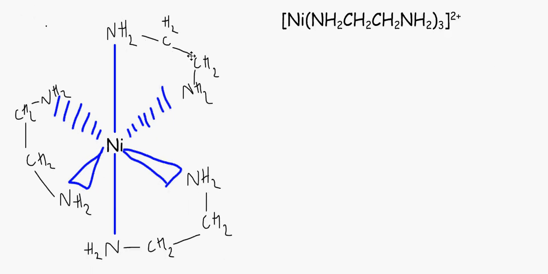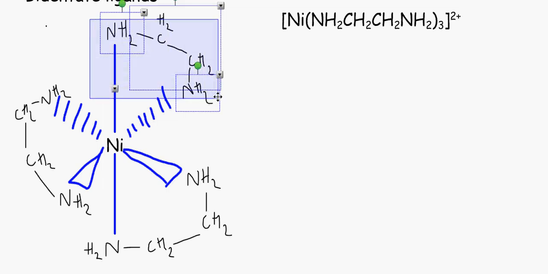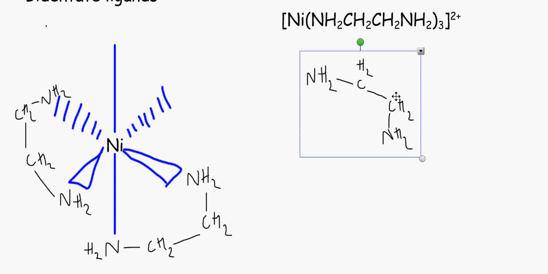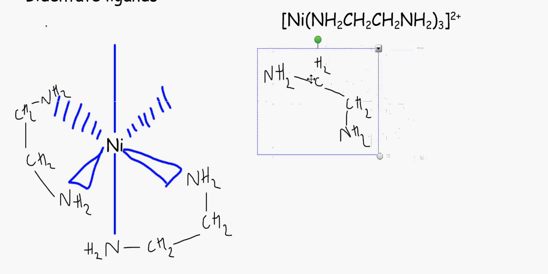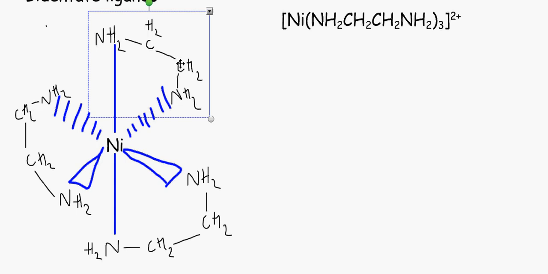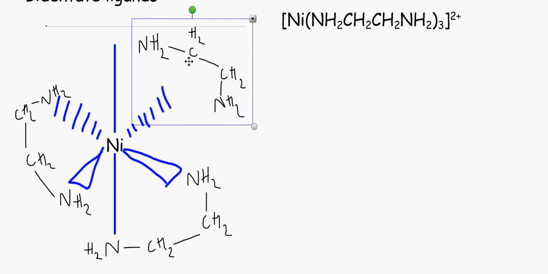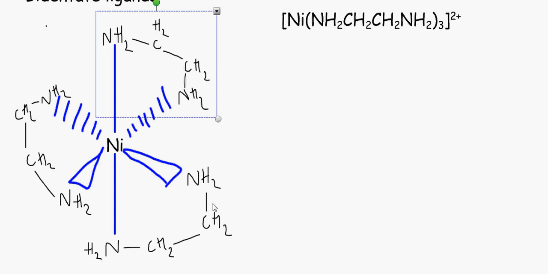And as you can see here, if I just group this, so this is a ligand. It is connected by 2 coordinate bonds, because it gives off 2 lone pairs of electrons, so it will give 2 coordinate bonds. So this is an ethane-1,2-diamine ligand over here. Nothing more to say about that. We've got 3 of them over here.